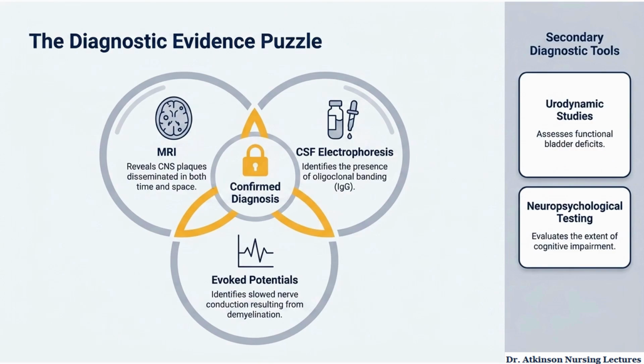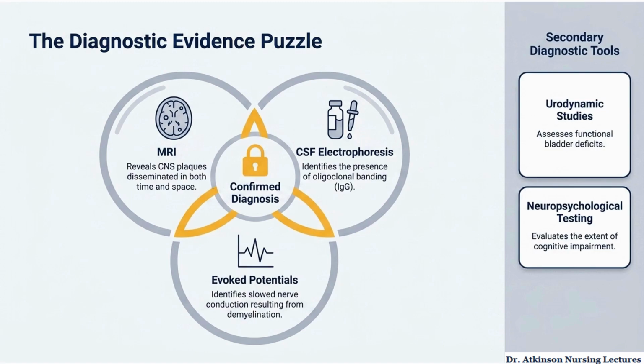MS diagnosis is really about putting together multiple pieces of evidence. MRI is one of the biggest tools because it shows plaques scattered throughout the central nervous system over time and in different locations. CSF analysis looks for oligoclonal IgG bands, which support ongoing immune activity in the CNS. Evoked potential studies help identify slowed nerve conduction caused by demyelination, even when symptoms are subtle. Additional testing may also evaluate bladder dysfunction or cognitive impairment, depending on the patient's presentation.